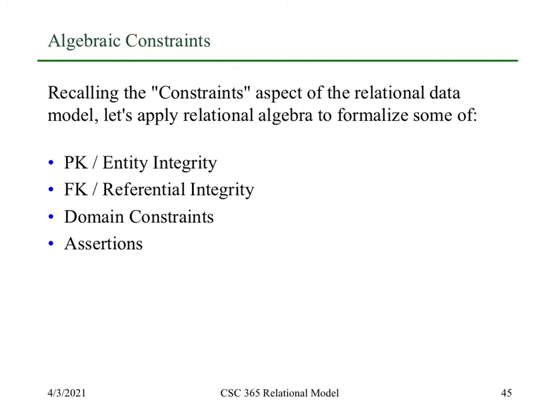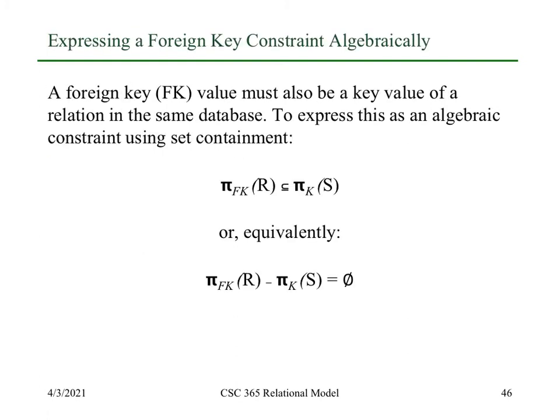So we're going to talk briefly now on the next few slides about entity integrity, and then referential integrity, and then finally some domain constraints. We'll talk about assertions later on in the course. I want to start with the foreign key and how we express that constraint algebraically. It happens to be one of the most natural ones to think about.